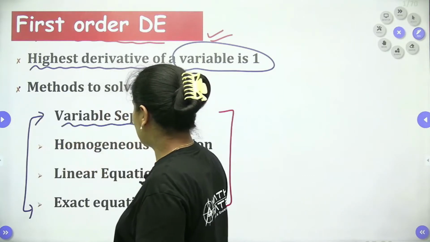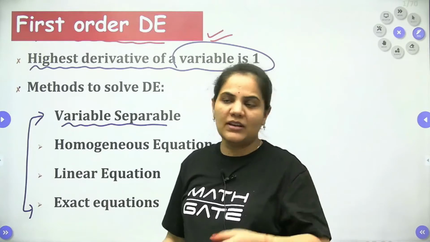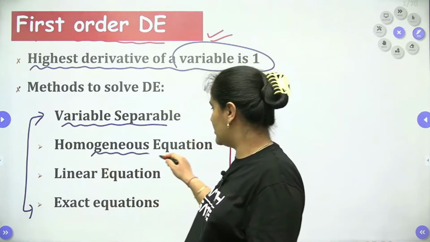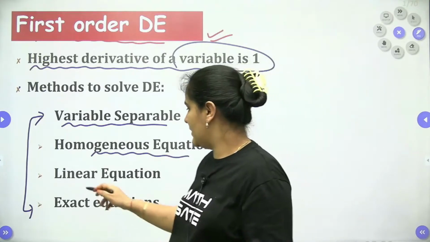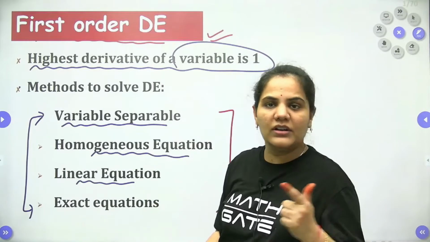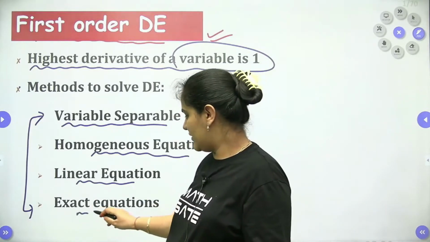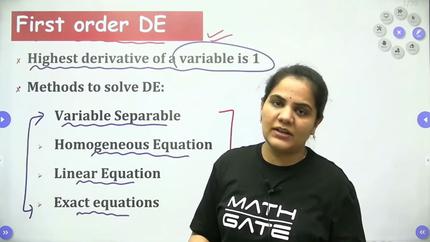The first is the variable separable method, variable separable plus reducible to variable separable. The second is homogeneous equations, homogeneous plus non-homogeneous equations. The third is linear equations and non-linear equations. And the last one is exact equations, so exact with non-exact or reducible to exact.